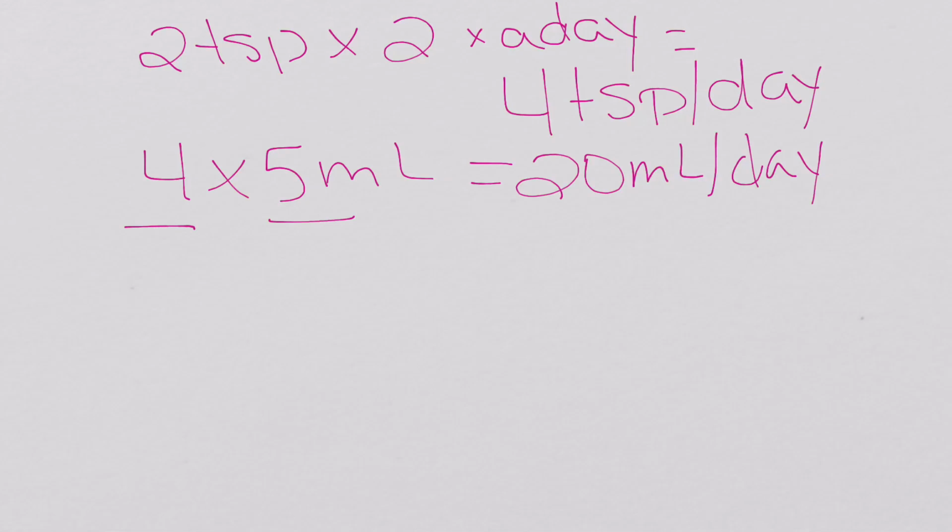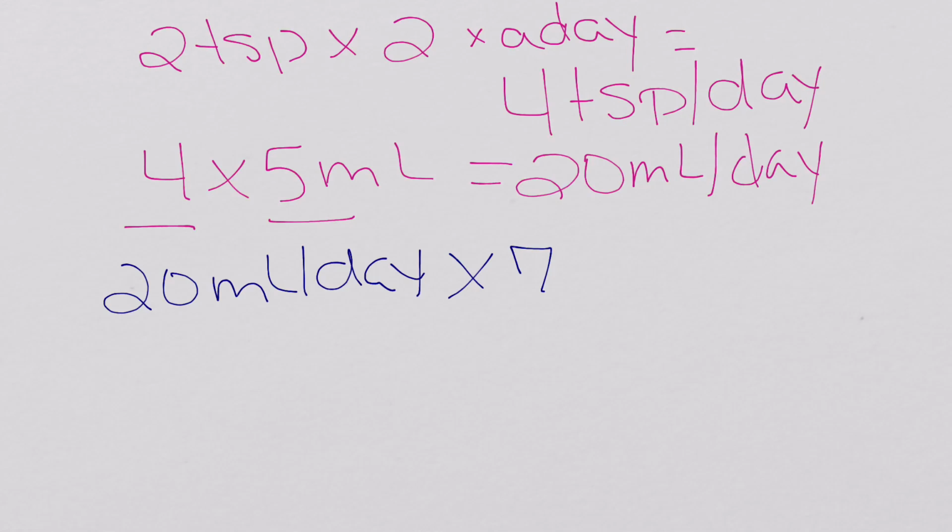Now part B is asking you how many milliliters would be dispensed for the patient. So if they're taking 20 mLs per day, and they're wanting us to do this for 7 days, we'd multiply it by 7 days, and that should give us 140 mLs. That's how much we would need for 7 days.